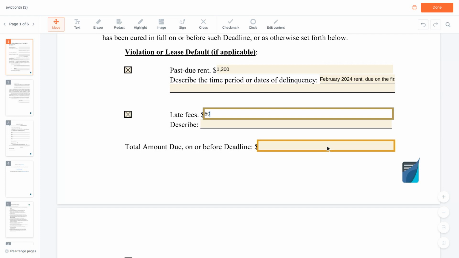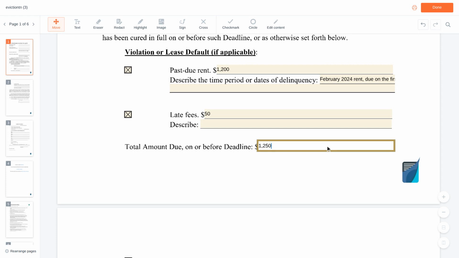If you need to serve an eviction notice in this state, here are the key requirements you should know about. For a lease violation that can be fixed, the tenant has 14 days after receiving the notice to remedy the breach. And if they don't correct it within that 14-day period, the rental agreement will terminate.